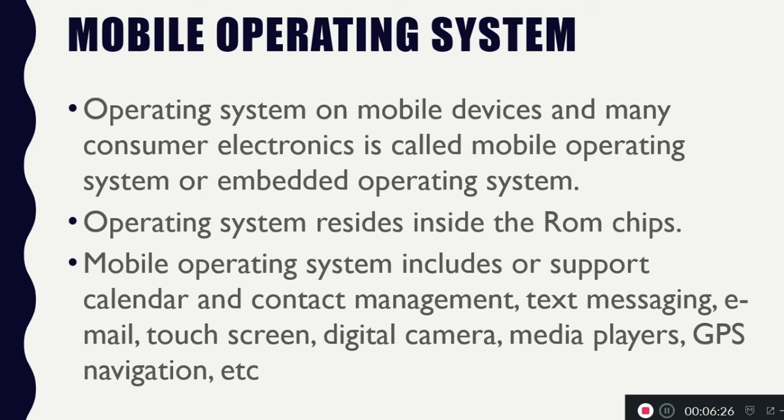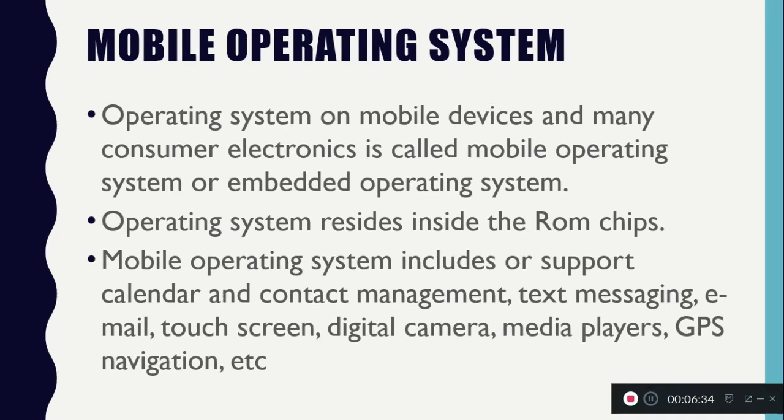This particular operating system resides inside the ROM chips, that is read-only memory, and cannot be manipulated by the user of that particular device. A mobile operating system includes support for calendar, contact management, text messages, mail, touch screen, digital camera, media player, GPS navigation. These are all included inside the mobile operating system.